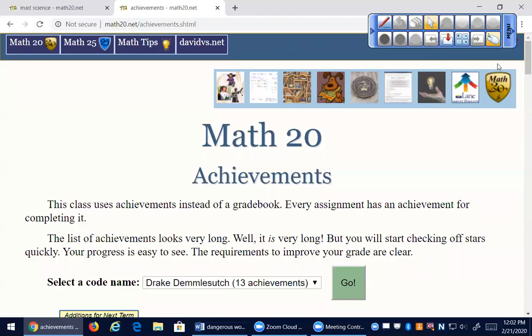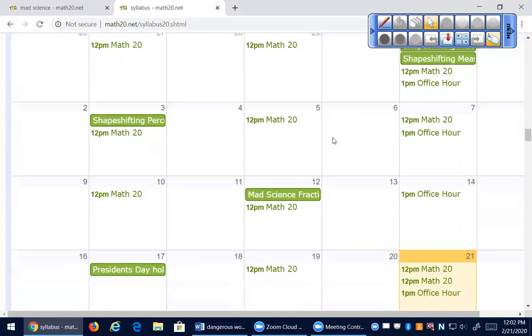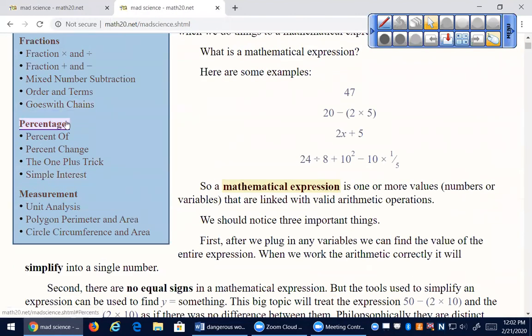Also, on the calendar, Mad Science Fractions was due last week. We haven't had the rest of Mad Science due. So I need to know if there are questions people have about Mad Science percentages before we dive into the unit analysis and perimeter and area. So anyone have any more questions about percentages? No, percentages are good. Okay, so that will be due in a week then. A lot of people have turned it in already, but now it actually has a due date.